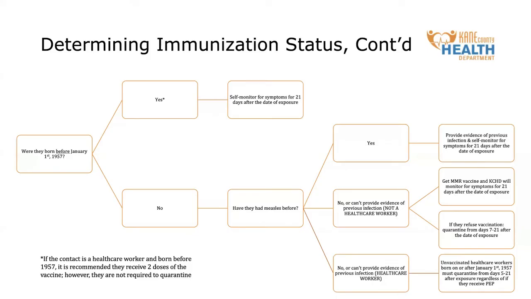If the contact is a healthcare worker and therefore working in a high-risk setting for transmission, it is recommended that they have 2 doses of the MMR vaccine, even if born before 1957. But the state of Illinois does not require quarantine if they don't have complete vaccination. For contacts born on or after January 1st, 1957, we follow similar guidance as described in the previous slide for individuals without otherwise immunity. In the event they are a healthcare worker and do not have other evidence of immunity, they must quarantine from days 5 to 21 after exposure, even if they receive post-exposure prophylaxis.